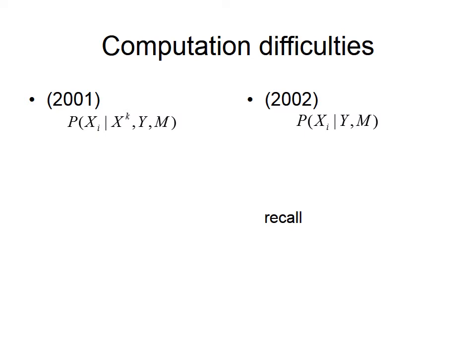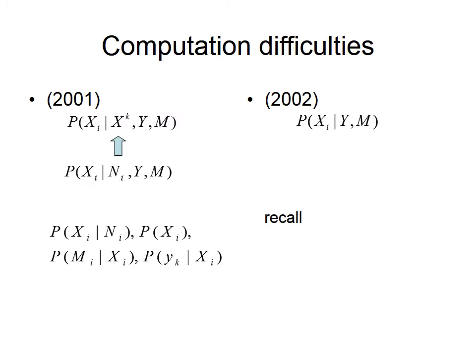So now, how to get the two probabilities? For the 2001 paper, from the total probability model, we could get the probability P of xi given xk, y, m intuitively if we know the probability P of xi given ni and y and m. And also by Bayes' formula, if we know these four probabilities, we could get the probability of P of xi given ni, y, m. Among these four probabilities, all of them can be obtained through the counting method by real data, except the probability P of xi given ni. So the problem now is how to find this probability P of xi given ni.